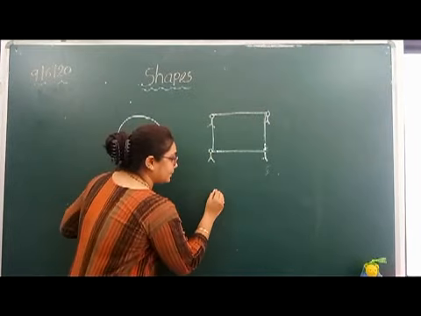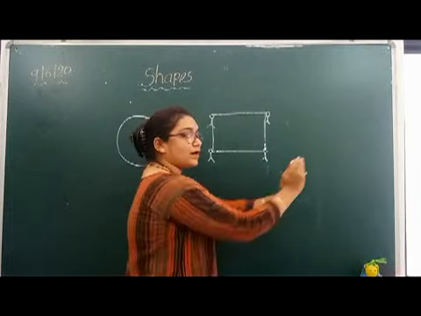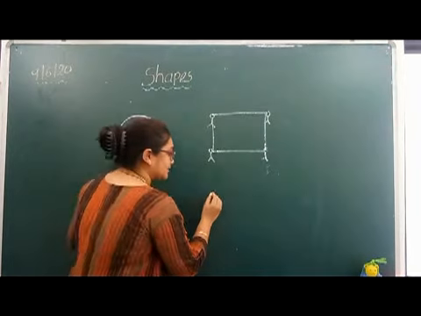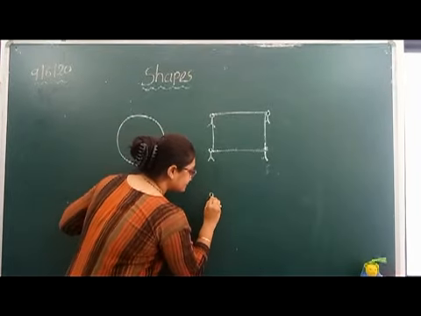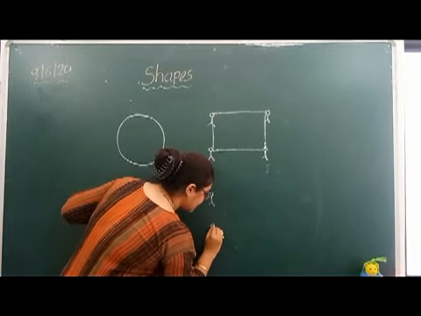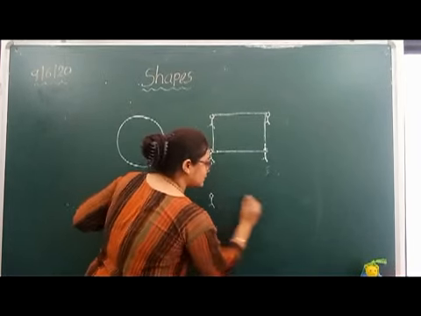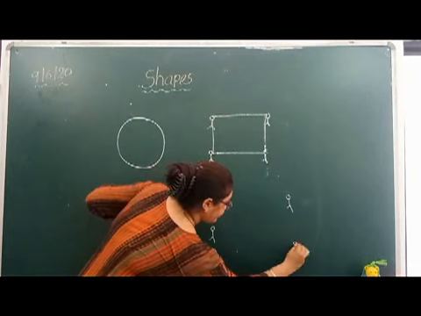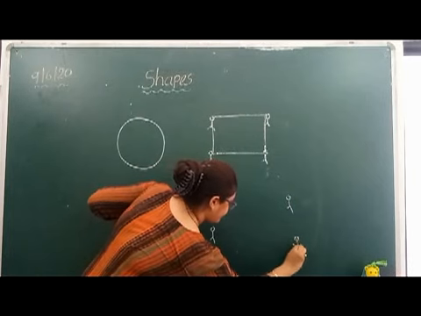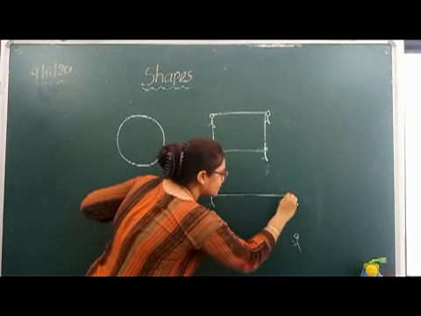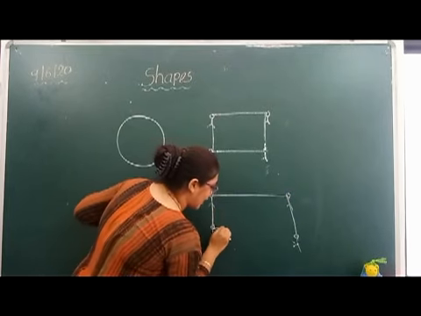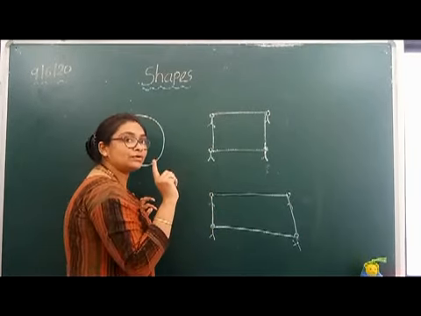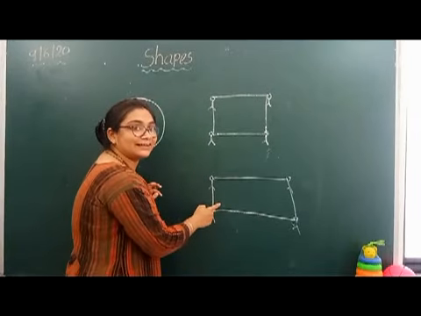Then Jumpy and one friend go forward, and two friends go forward too. One is here, and two friends are far. And what do they make? Is it a square? No, it is a rectangle.